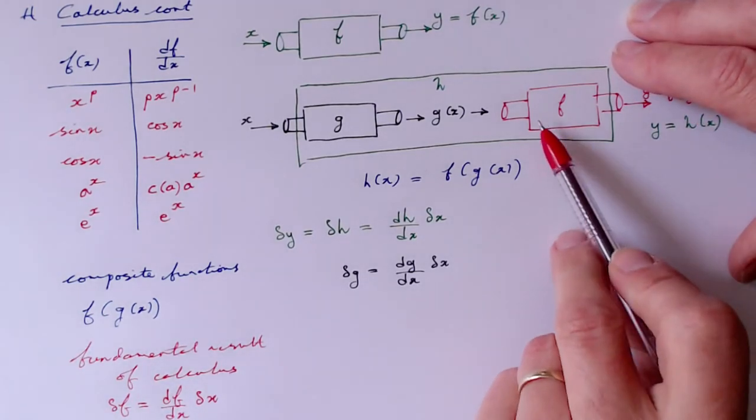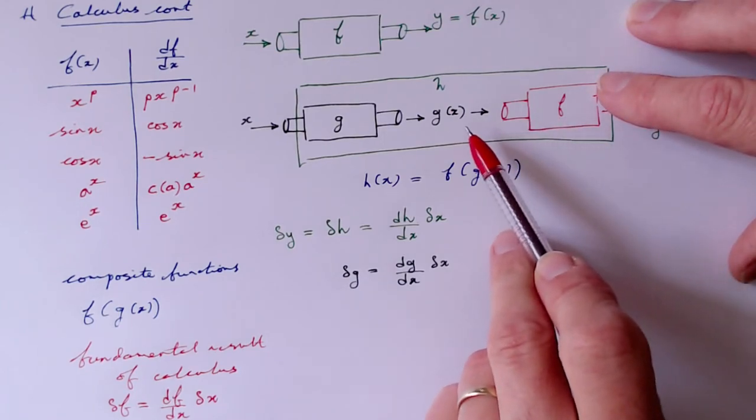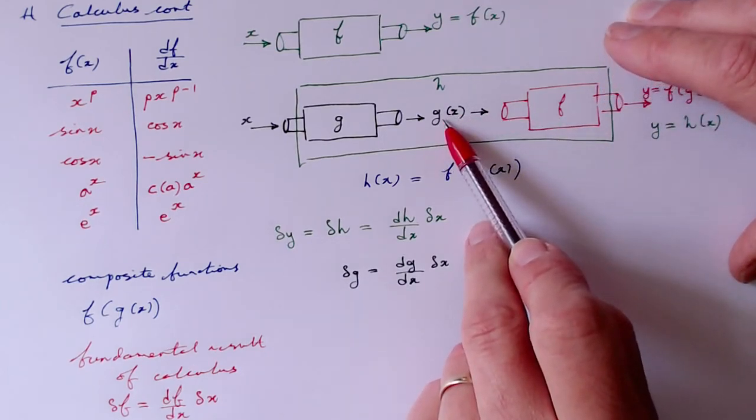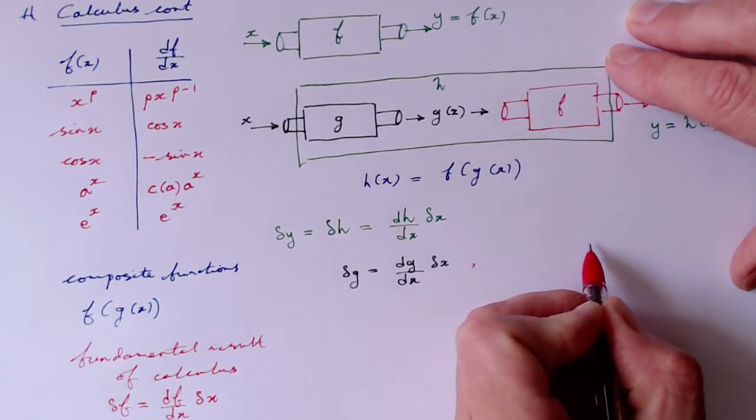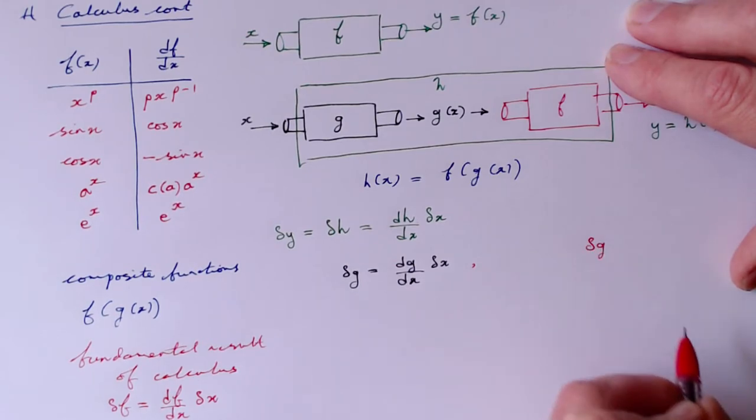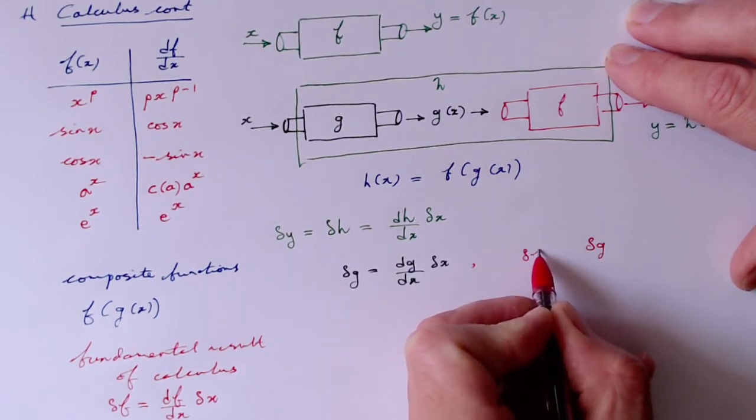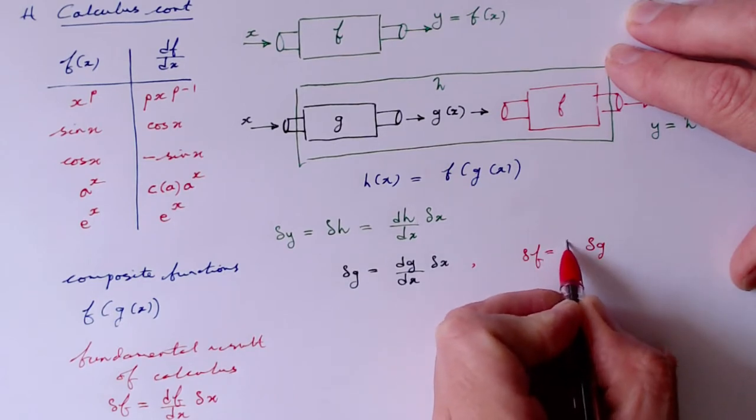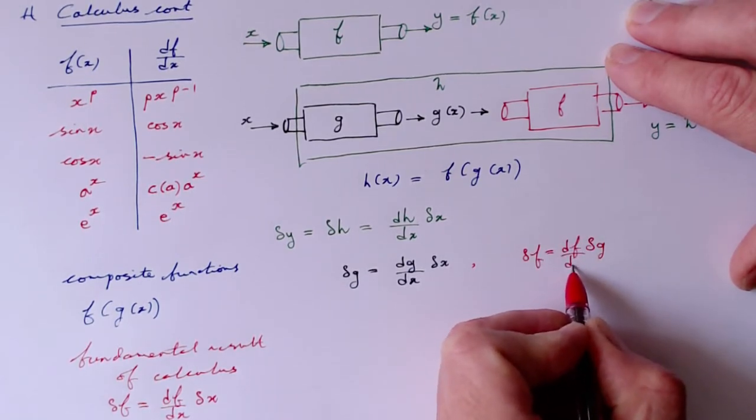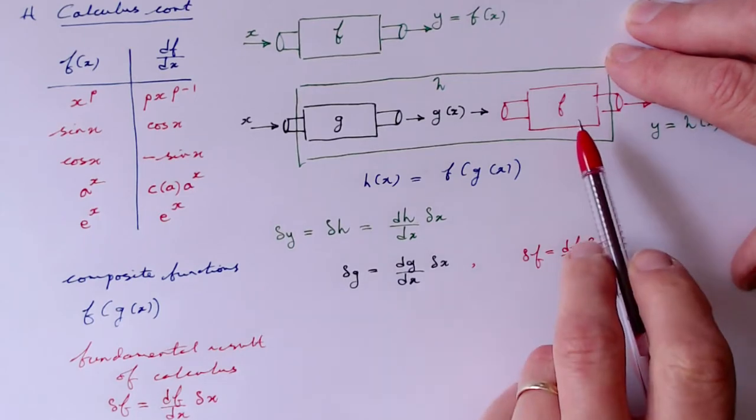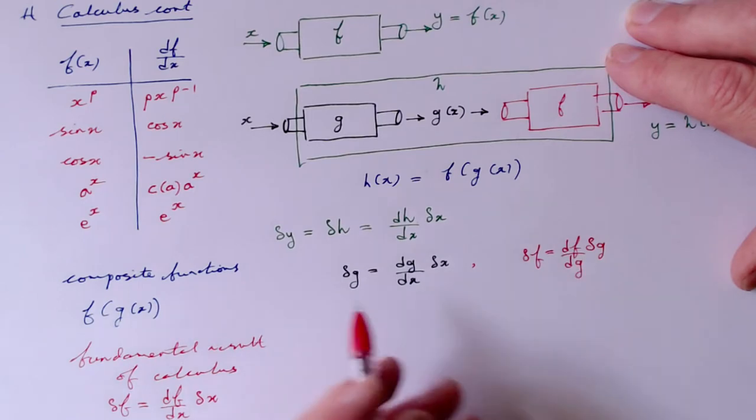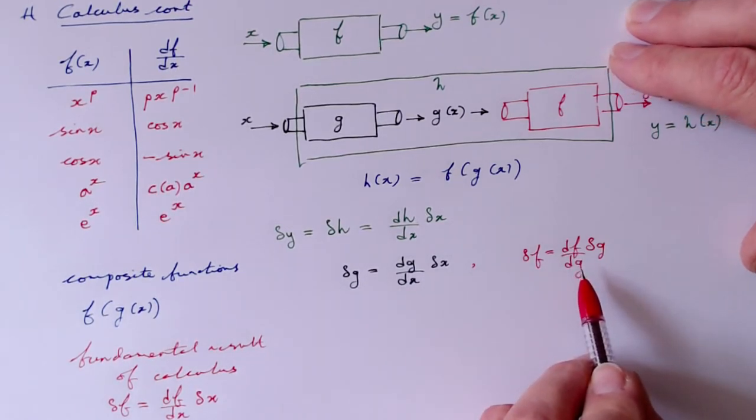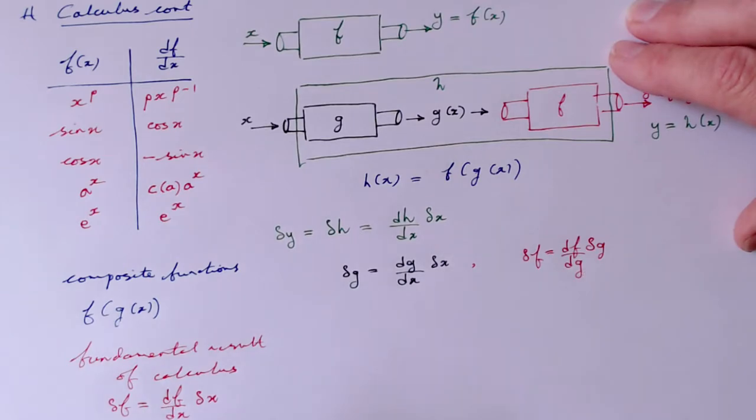Likewise, for this second machine, it's seeing a small change in g, and that will record a small change in f. So a small change in the input to the second machine will give a small change in f, related by the derivative df by dg, because f just sees this input g. So we have these two statements, and we can put those together.